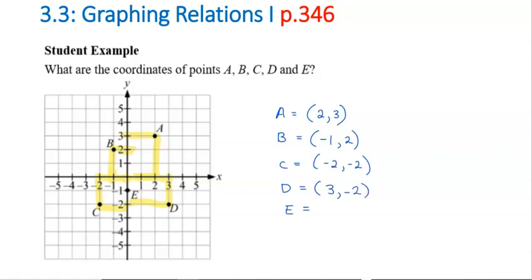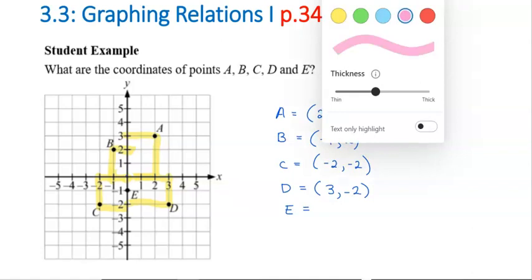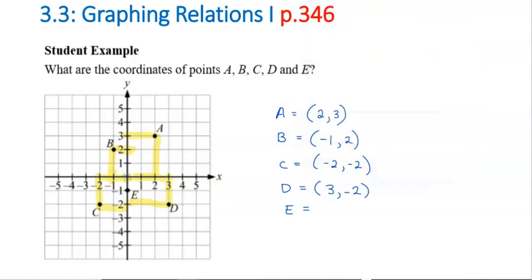And lastly, E, that's right on the line. So that's going to be a 0 for x. I'm not moving left or right. I'm staying there, and I'm going down 1. So that plotted point is going to be 0 for x and negative 1 for y.